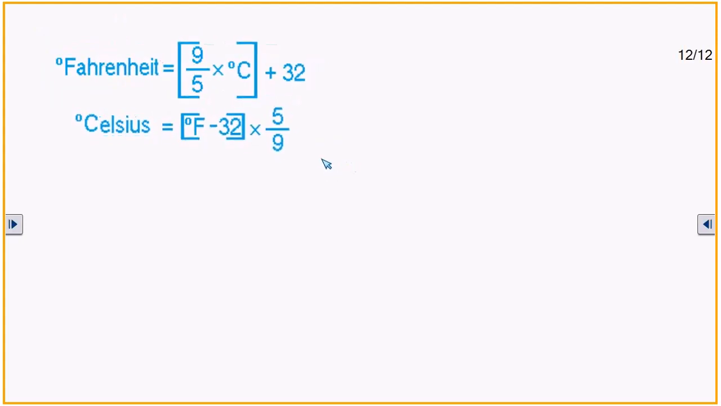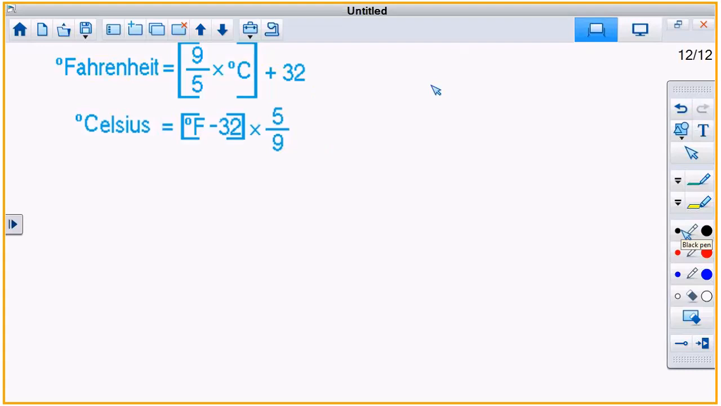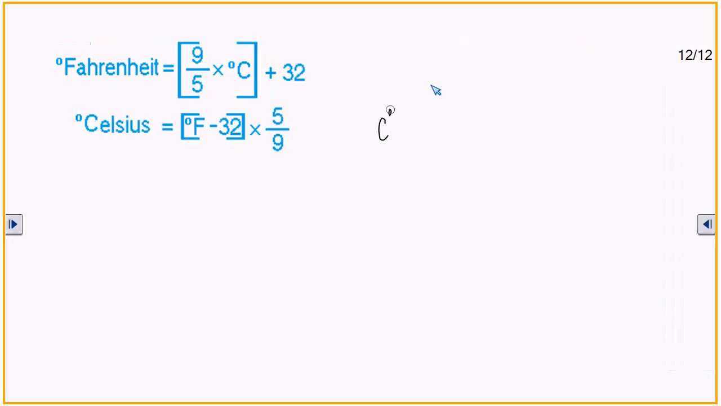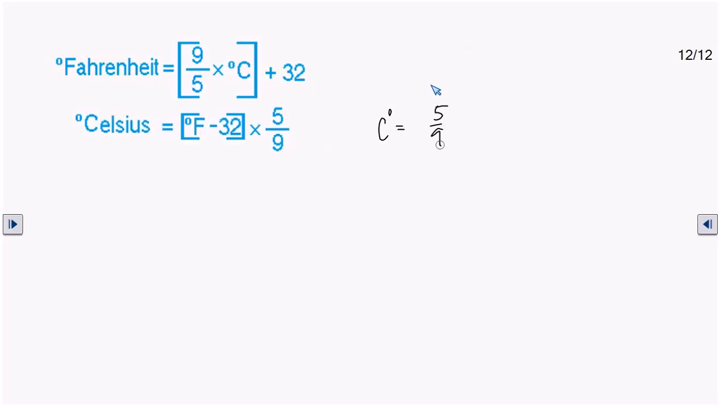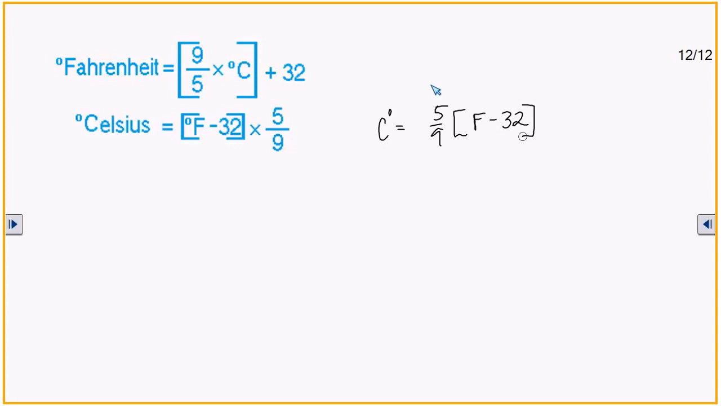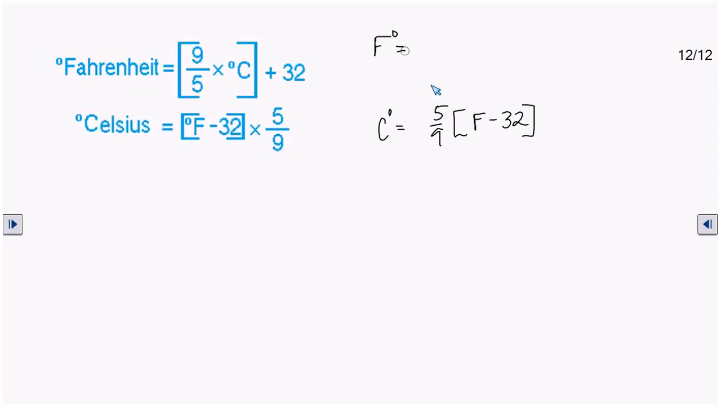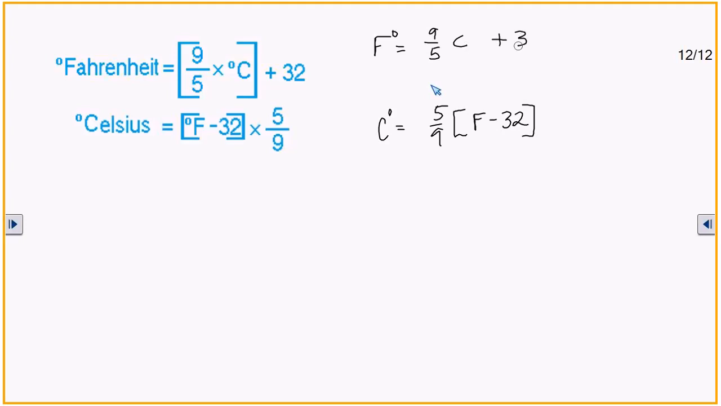And you might see it written a little bit different. I'm not gonna split hairs. You might see the Celsius written a little bit different. Celsius is equal to 5/9, I think this is how I had it written, F minus 32. And the other one is Fahrenheit is equal to 9/5 C plus 32. You could do that if you wanted to.